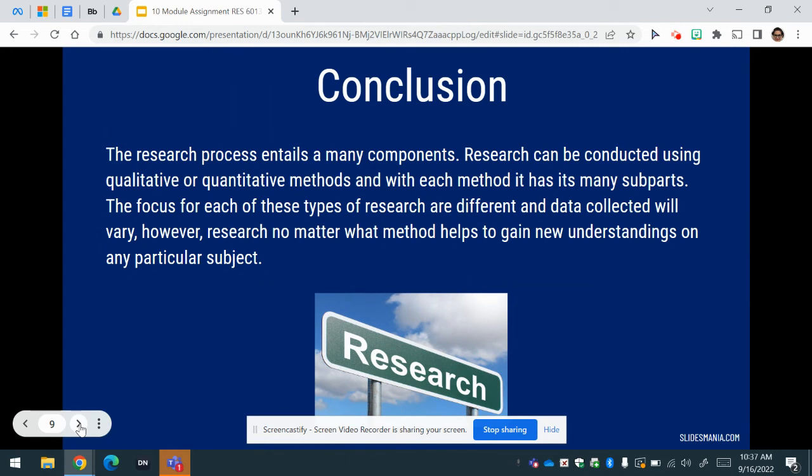So the research process has many components. This is not something that's going to be a 1-month project. It's going to take time. We want to make sure that we are upholding the standards that are set for conducting research, and that our methods are used properly within any research.